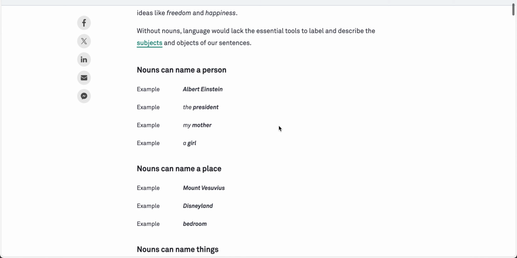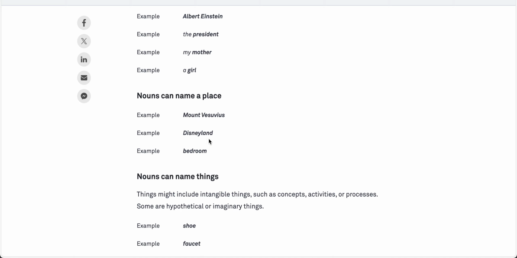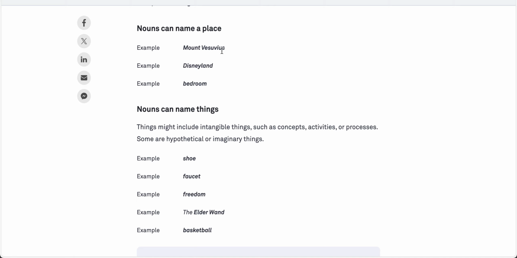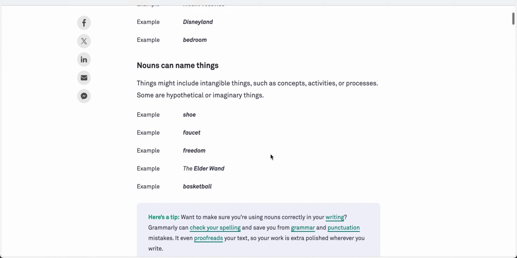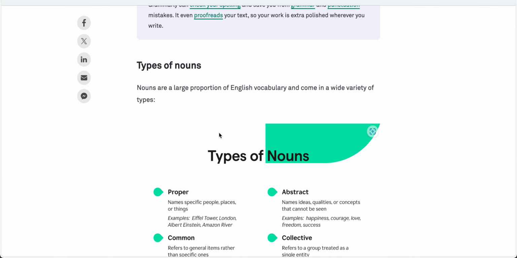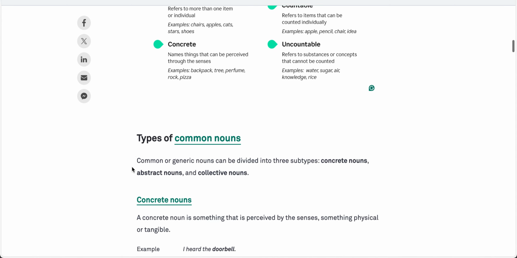So you could say, names can be a person. It could be Albert Einstein or the president or my mother. Names can name a place, Disneyland, a bedroom, or some kind of mountain, Vesuvius. Can name a thing like a shoe, a faucet, an idea, freedom, a tangible ball, basketball. Different things. Nouns can function in different ways, but you can have proper nouns, common nouns, singular nouns, abstract, collective, all these different kinds of nouns.